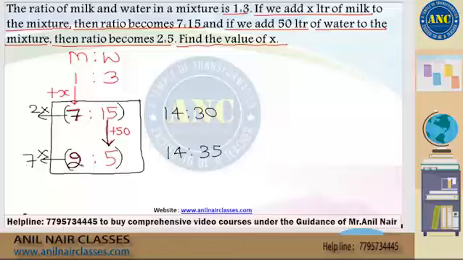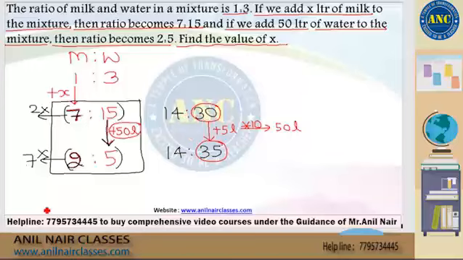Now observe carefully. According to the ratio, water initially is 30 liters. Finally, water is 35 liters. That means I added 5 liters of water. According to ratio, I added 5 liters of water. But according to the question, I added 50 liters of water. 5 is becoming 50. Multiplying factor is 10. All these values should be multiplied by 10 then. That means the new values become 140:300 and 140:350. Check it out. Earlier it was 300, now it became 350. That means I added 50.